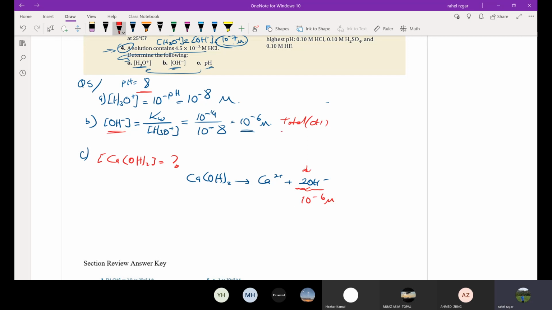If OH is found from pH, then don't multiply by anything or by coefficient.